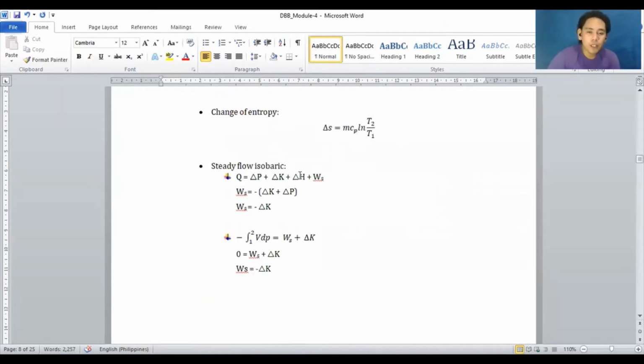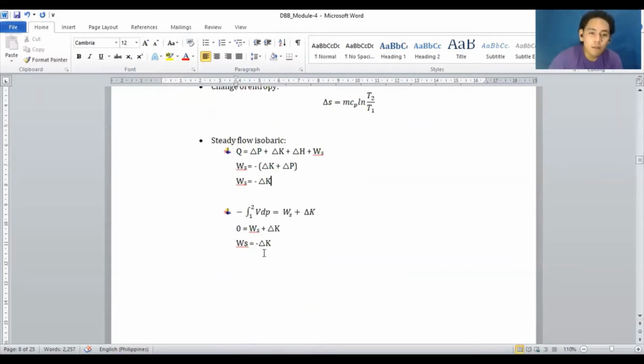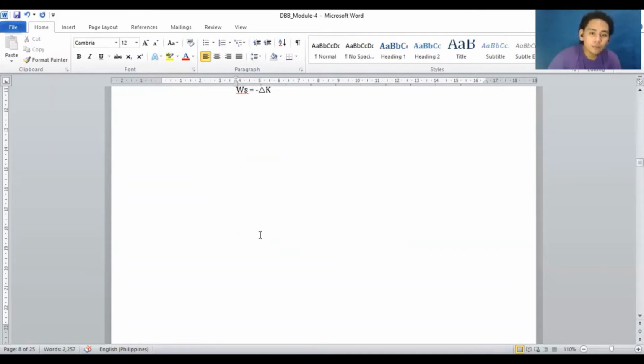Now, for the steady flow isobaric process, we have Q equals delta potential energy plus delta kinetic plus delta internal energy plus steady flow work. So therefore, your steady flow work is equal to negative delta kinetic, or just 0.